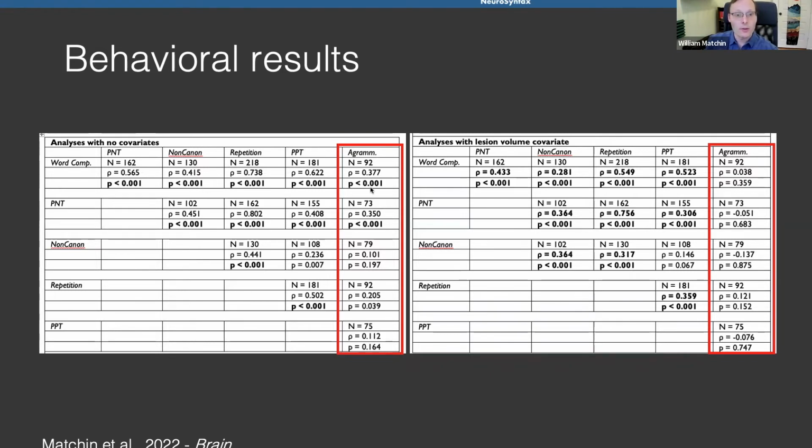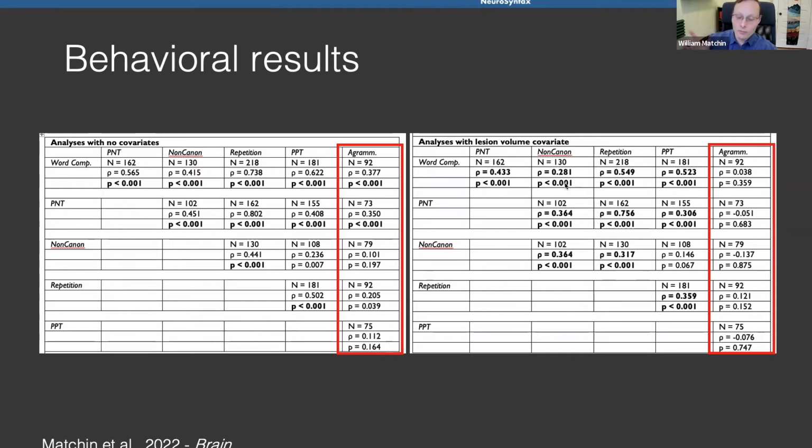Expressive agrammatism in this analysis was also correlated with word comprehension deficits, which may be surprising in the sense that our model suggests the frontal-based cortex is really not critical for comprehension, but does cause expressive agrammatism when damaged. But when we include lesion volume as a covariate, which is an important covariate because people with frontal lesions tend to have much bigger patterns of damage, then we find that this correlation is no longer significant. But the word and sentence comprehension correlation remains significant there.